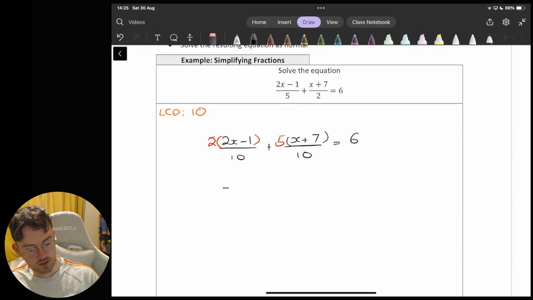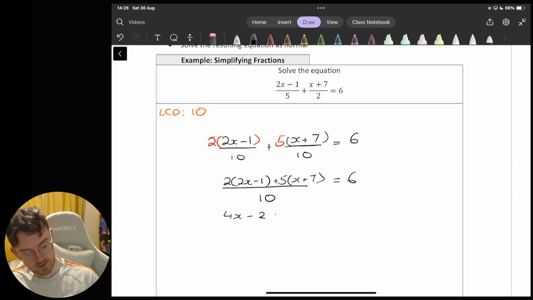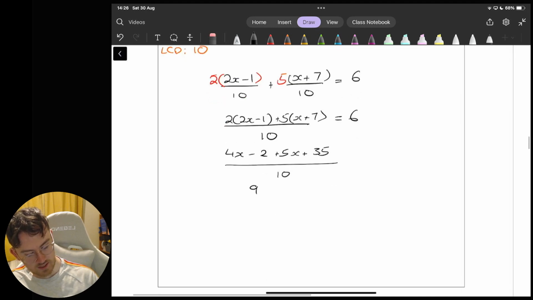Next thing I'm going to do is combine my fractions into 1. I'm not going to multiply out my brackets yet until I have them combined into one fraction. Keeping that 6 again, I'm going to multiply them out here, 4x minus 2, 5x plus 35, again all over 10. Let's reduce this down: 9x plus 33, all over 10, and equal to 6.